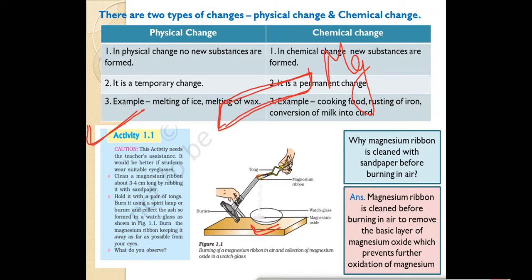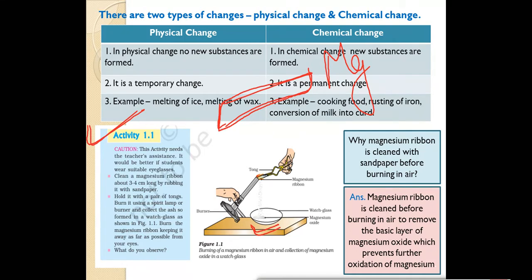And when you collect the ash which you have got by burning the magnesium ribbon, you will see that the color of the ash is white. Magnesium ribbon burns with a dazzling white flame. When you burn the magnesium ribbon, you can see that a white flame comes from it, right? And the ash collected will be white in color. So this is the experiment.